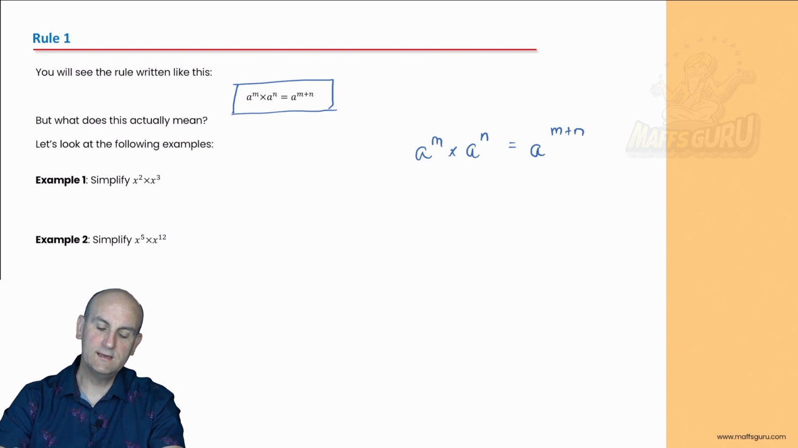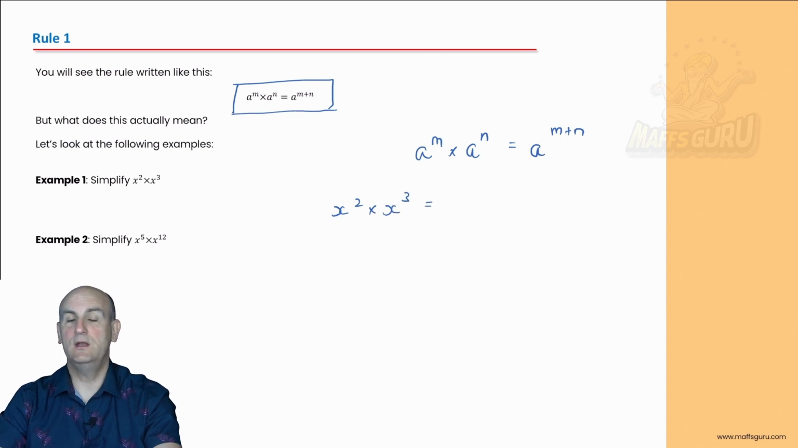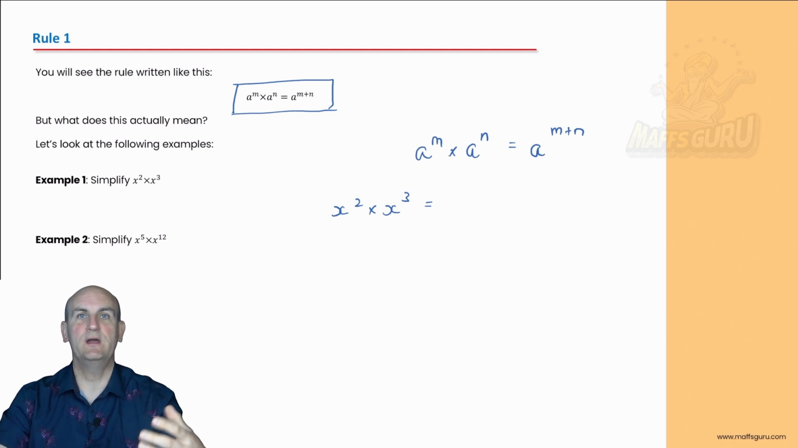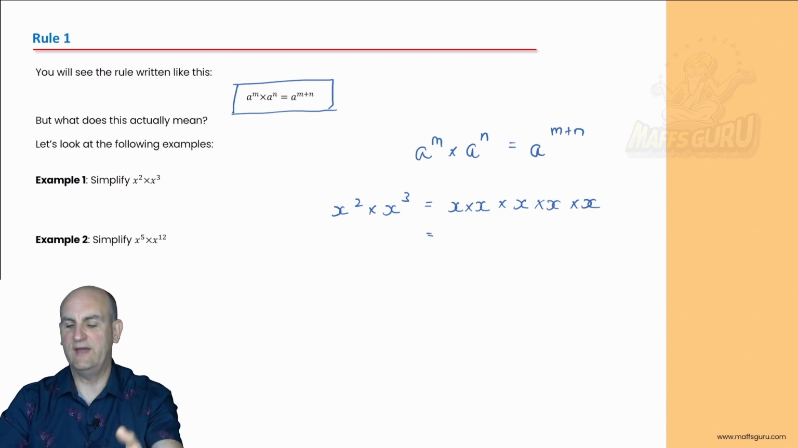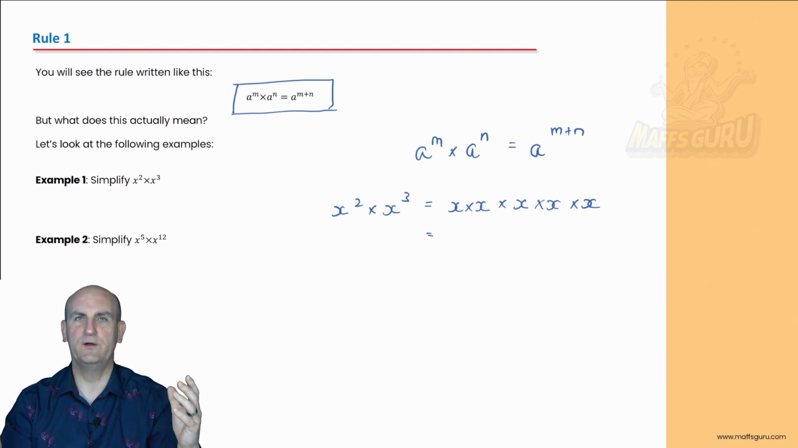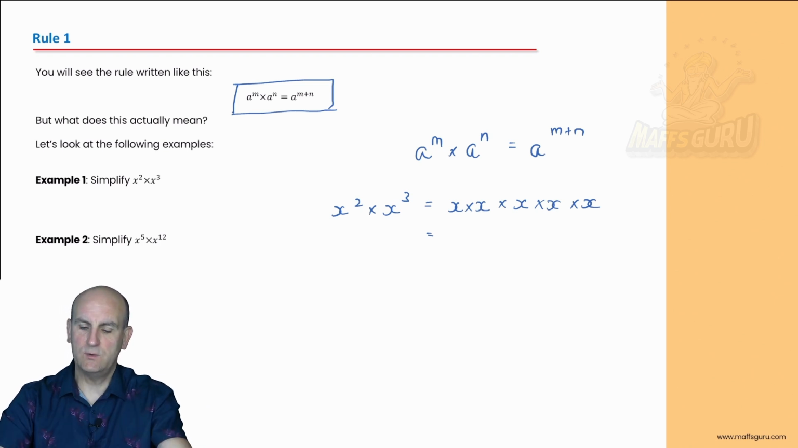So example number 1 says to simplify x squared times x cubed. Now, at the moment, the only way I know how to do this, building on my previous video, is to write that out in expanded form. So that would be x times x, that's x squared, times x times x times x. When I write it out like that, I've got x times x times x times x times x. Well, that's just the expanded form of something else, isn't it? Because all the letters are the same and they're multiplied together, so I can write that as x to the power of floaty 5.